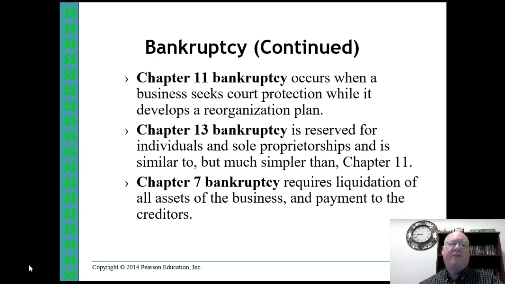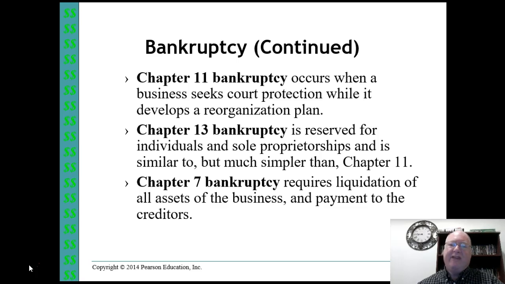Chapter 13 bankruptcy is basically a Chapter 11 with much simpler provisions, but it's reserved solely for sole proprietorships and individuals. Chapter 7 is kind of the end of the line. That's referring to the actual liquidation of the company and how the liquidation of those assets is going to be used to subsequently pay off whatever the creditors are able to get. And usually creditors are going to be getting a rather low percentage, 10 cents on the dollar or something like that, if a company is forced to go through Chapter 7 itself.